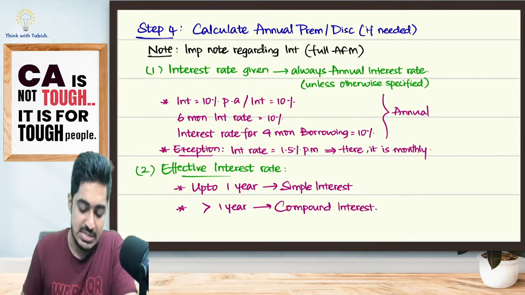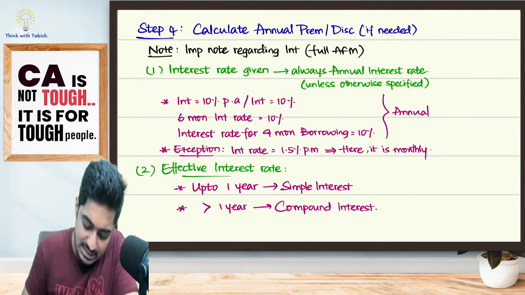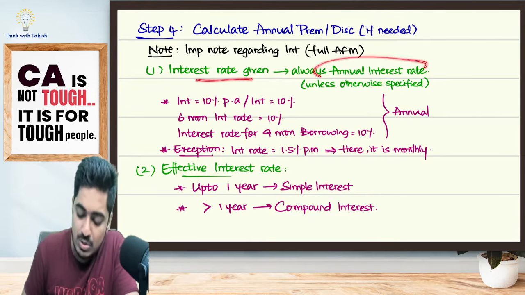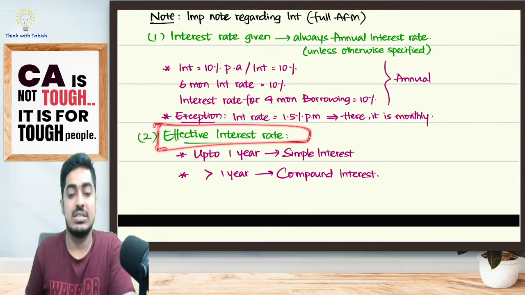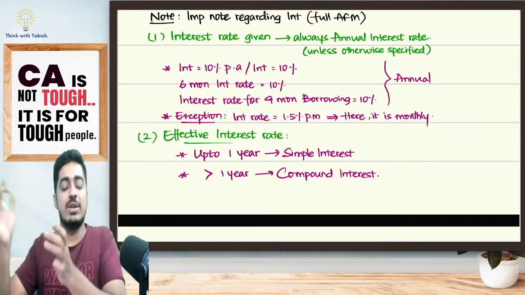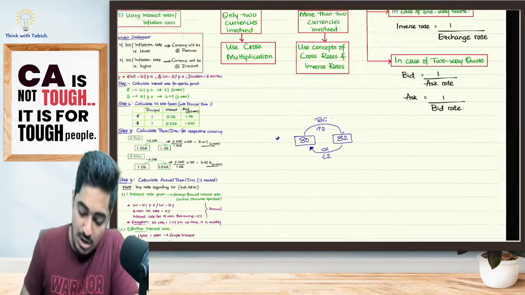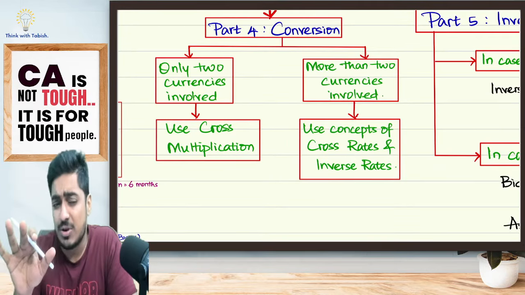Is this clear? Yes. In the entire AFM, simple assumptions regarding the interest rate: if nothing is given, we are always assuming it as per annum interest. While calculating effective interest rate, if it is for a 1 year period, normally we will be doing simple interest calculation. If it is more than 1 year, we will be doing compound interest calculation. Okay, sir. Then is conversion. Yes, again, so many formulas are there.